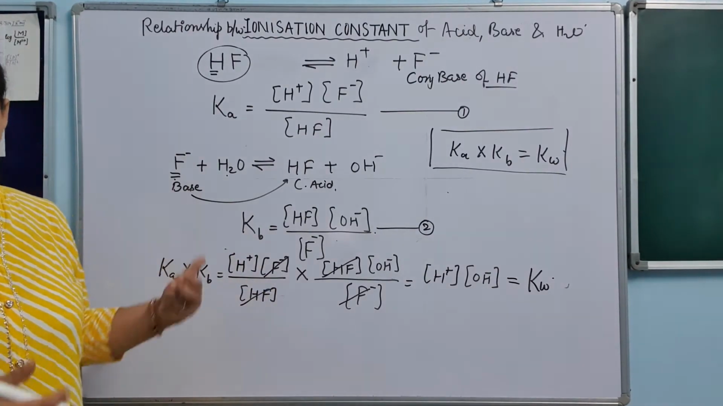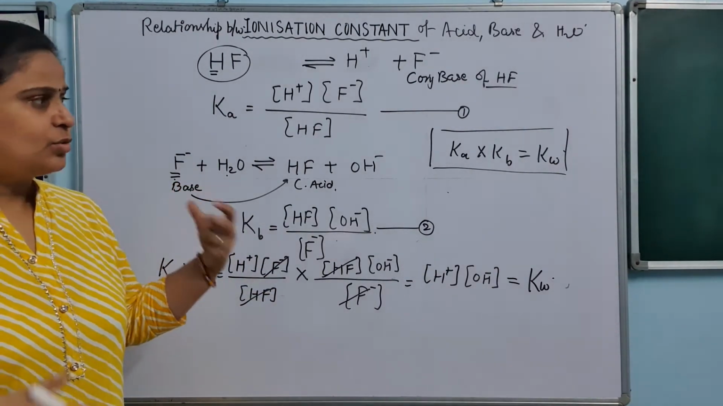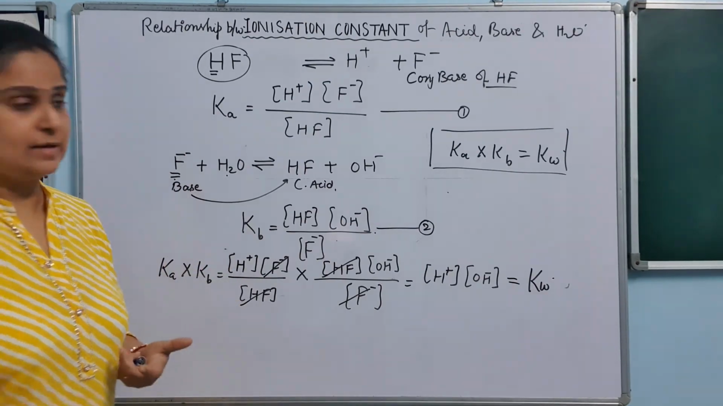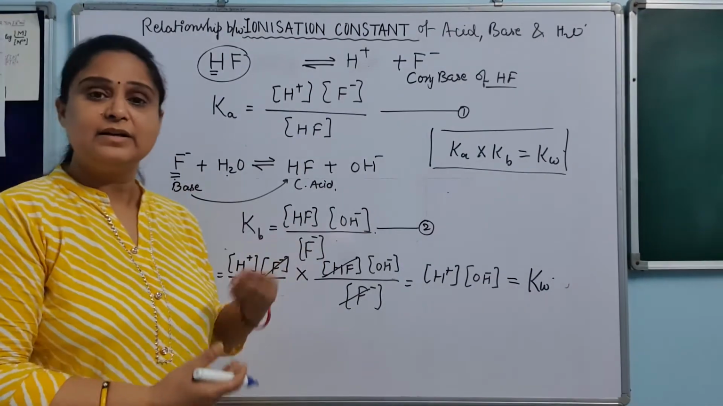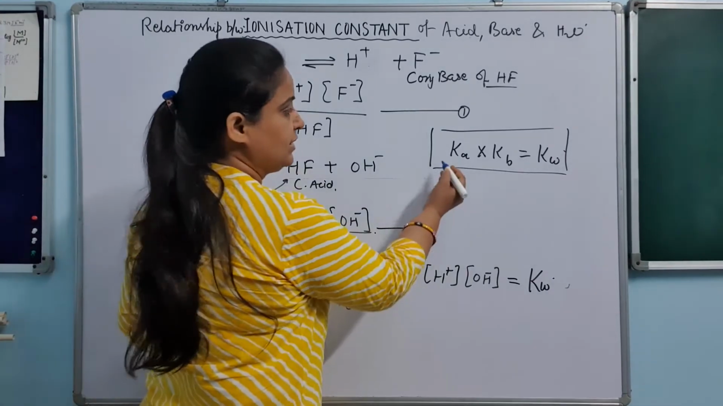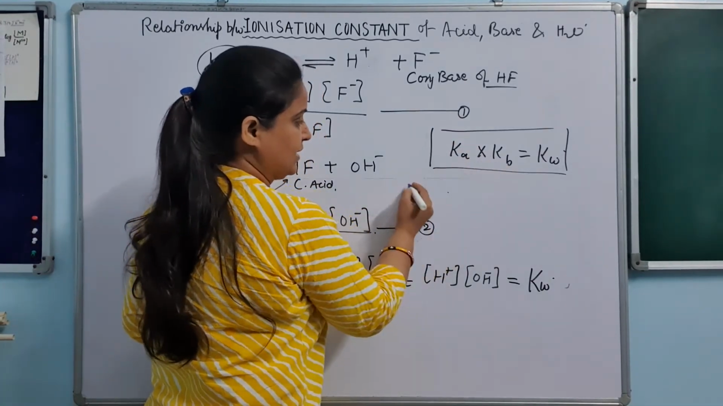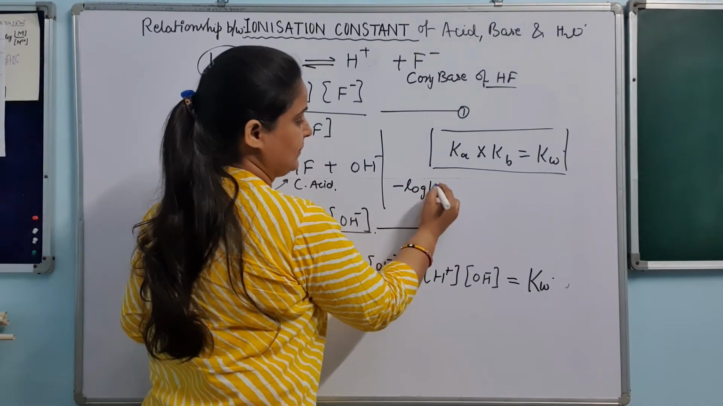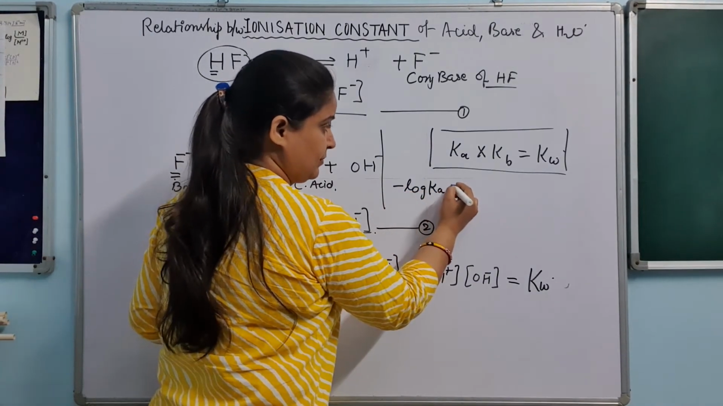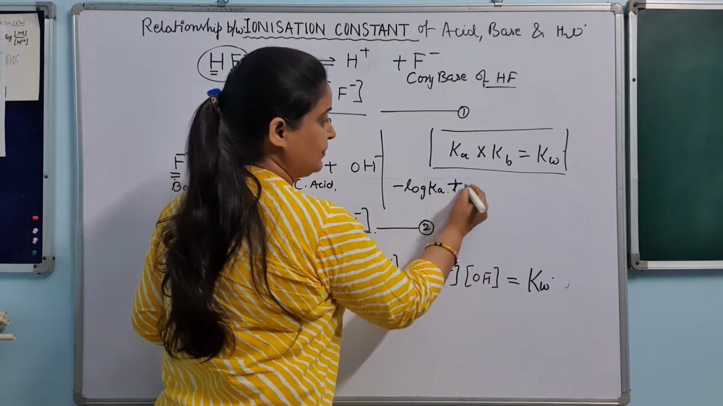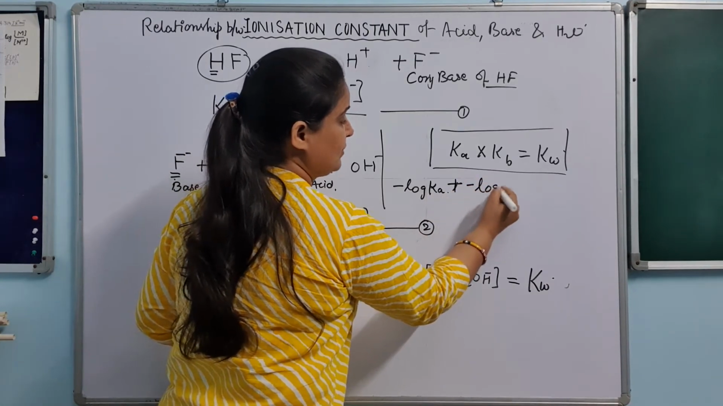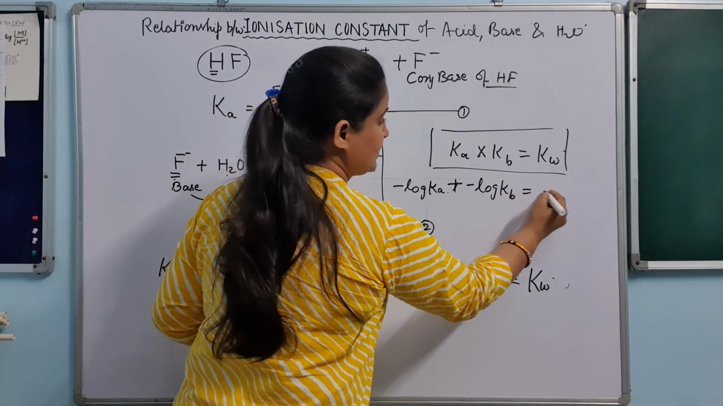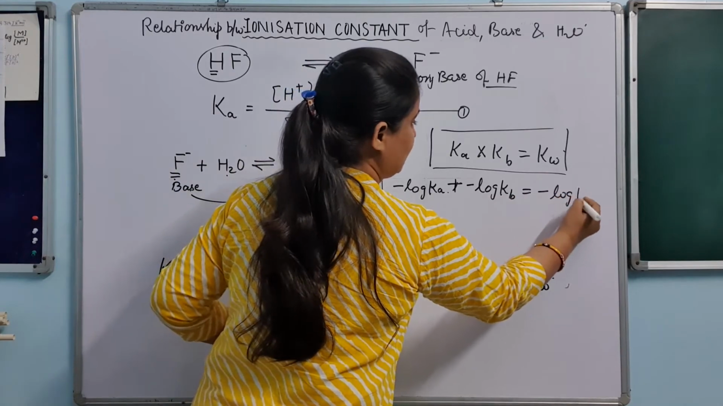Okay. Now let's take the इसको log लेते हैं. Minus log से मैं इसे multiply कर रही हूँ so that we can bring it in a different way. So let's do it. I'm multiplying this equation with the minus log. So it will come as minus log Ka minus plus minus log Kb equals minus log Kw.